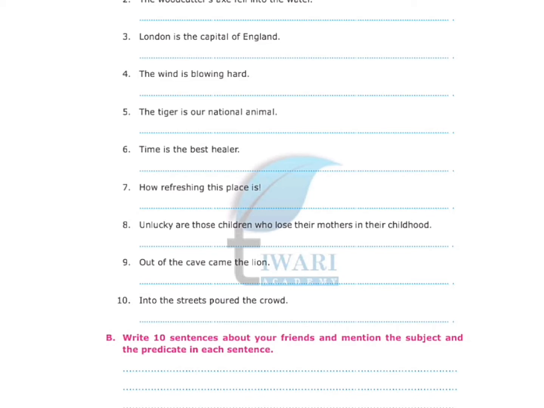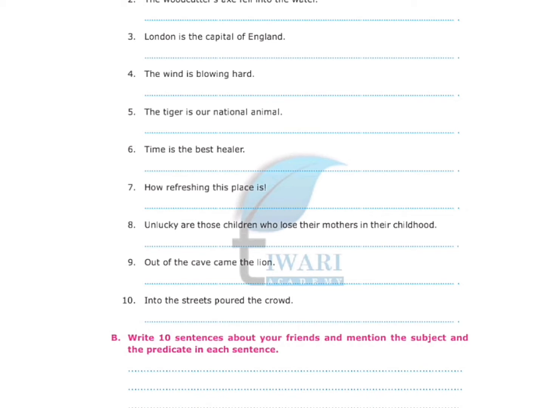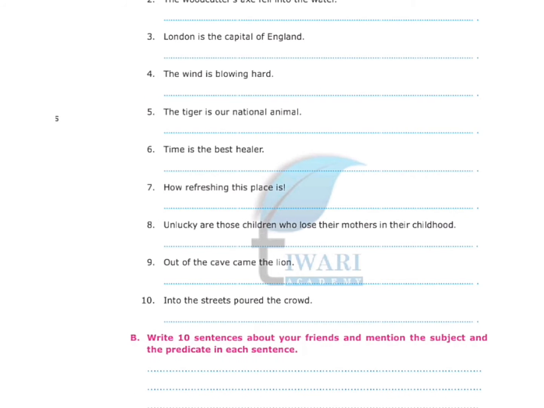Okay, out of the cave came the lion. So the lion is the subject here because we talk about the lion. Out of the cave came is the predicate. Okay, into the streets poured the crowd. So what is the subject here? The crowd. Okay, the crowd means many people, many persons are there. So the crowd is the subject and the other parts are the predicate.